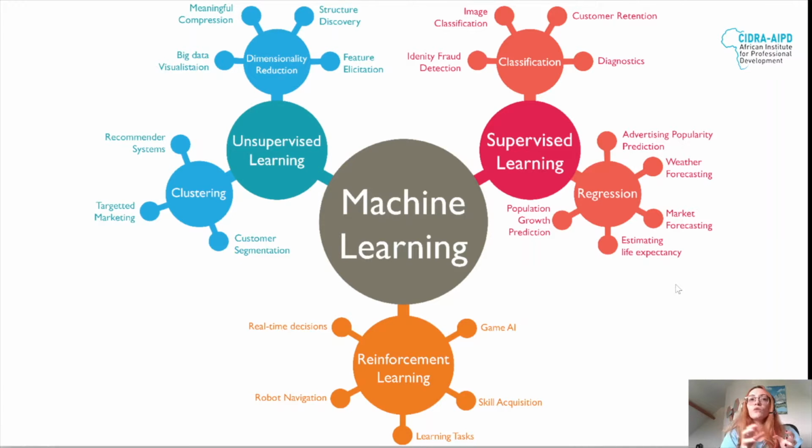We can have what is called supervised learning, which you can see branches into regression and classification. Some examples of regression, which we are going to see more in depth later, could be estimating life expectancy, or estimating how much a house is going to be bought for. For classification, we also have diagnostics, customer retention, and image classification. For example, is this image a cat or a dog?